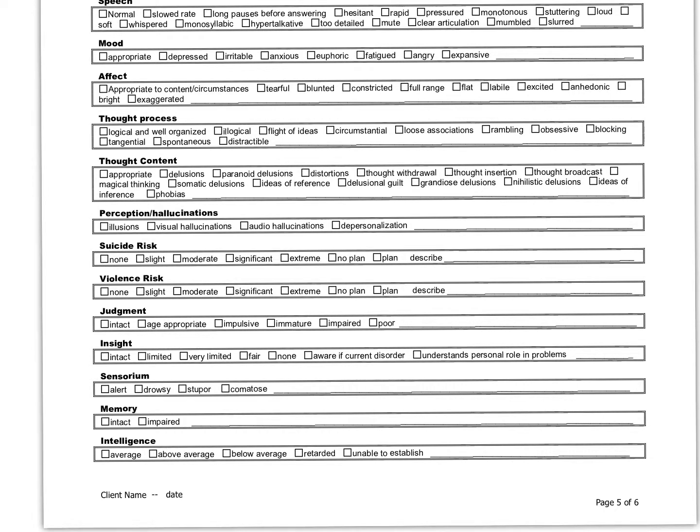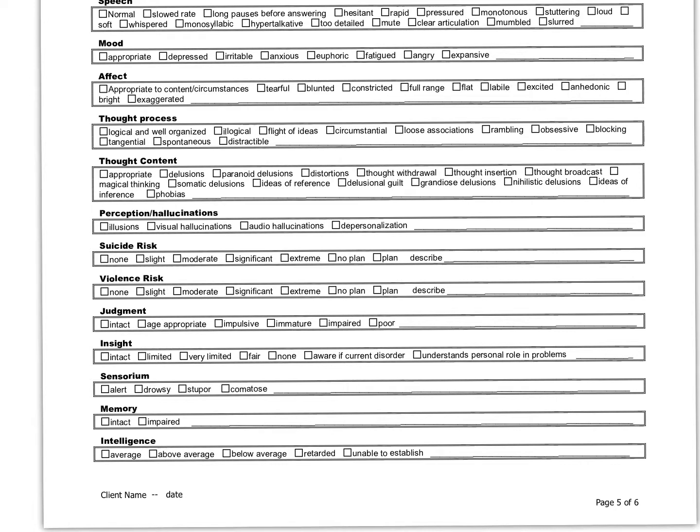Judgment. Was it intact? Did it appear age appropriate? Did it appear that they were impulsive or perhaps immature or impaired? Did they seem to have poor judgment? The types of things they described. Insight into their problems. Did the insight appear intact, or was it limited, very limited, fair, none? Are they aware if they have a current disorder, and do they understand their personal role in problems?